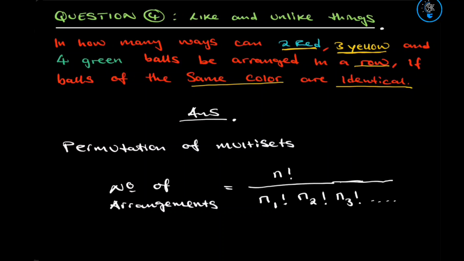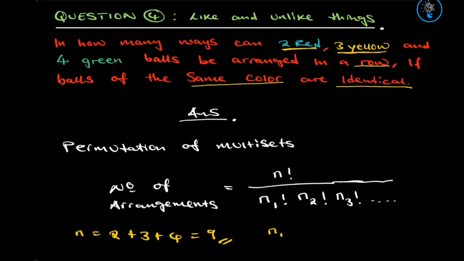So we are told that we have a total number of how many elements present. We have 2 there, so n is equal to 2, then we have 3, so we are going to say plus 3, then we have 4. So we have a total number of 2 plus 3, that's 5, and 5 plus 4, that's 9. So you have a total number of 9.